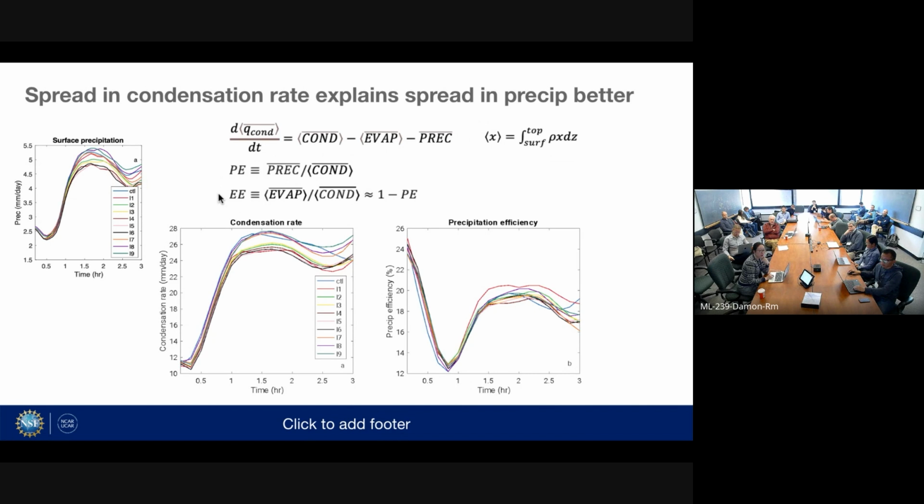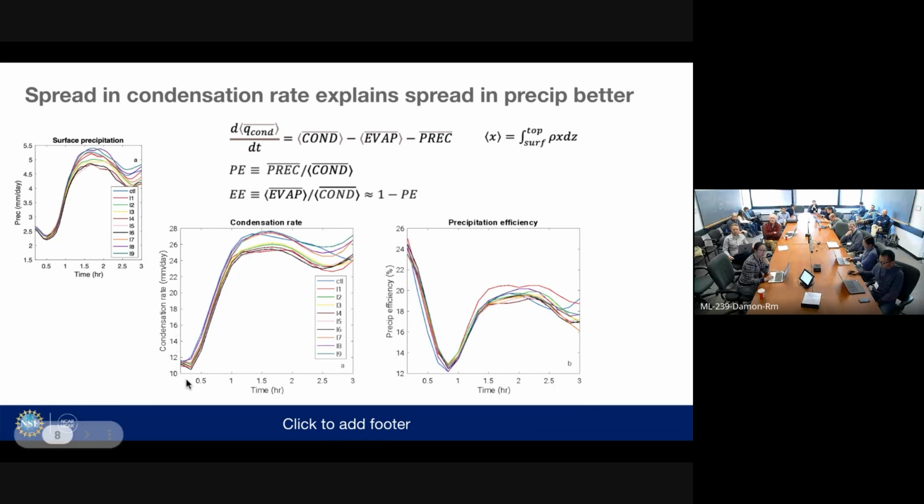The reason we also care about the evaporation rate is because based on some earlier studies, they suggest that the entrainment and detrainment process between clouds and environment is very important in determining the relationship between vertical wind shear and convective organization. So we want to look at how important this term is, represented by the evaporative efficiency. And this is the figure, the condensation rate and precipitation efficiency that we got.